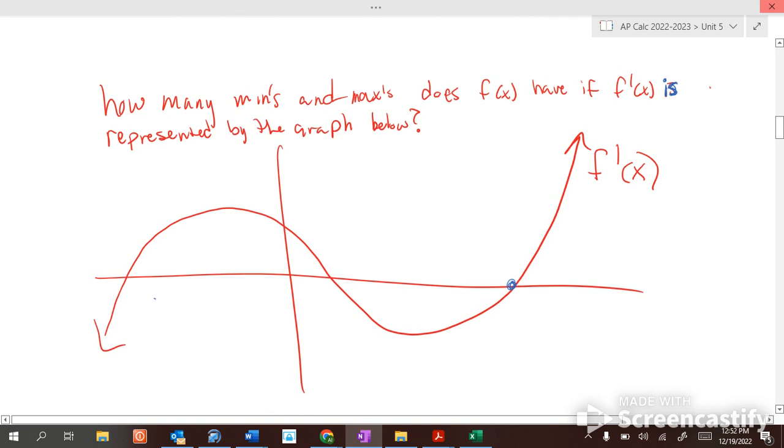How many mins and maxes would this function have if this is the first derivative of the function? You have to be careful when you take the test because you have to look if it's the original function or if it's a first derivative function. Well, this is a first derivative function.